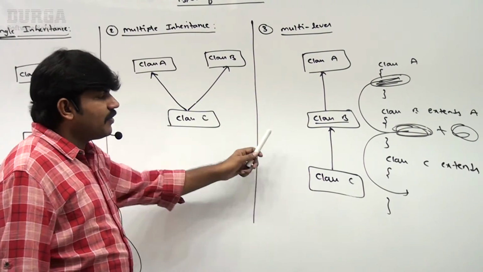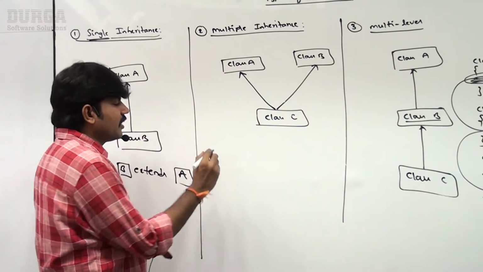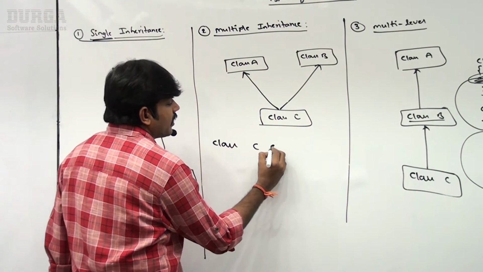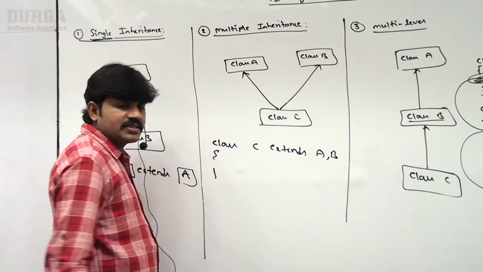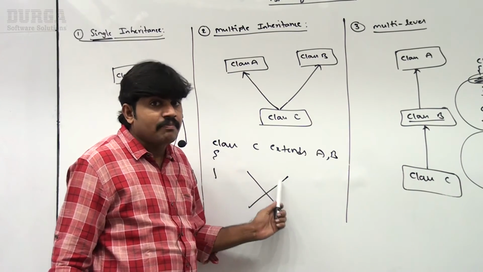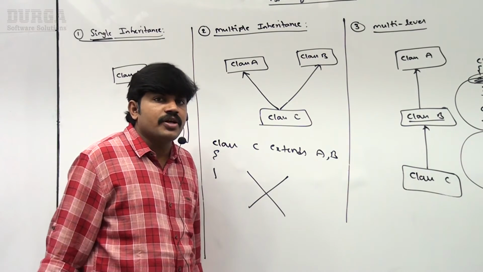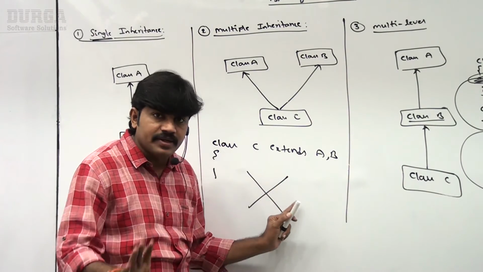Sir, single and multi-level are supported in Java, but multiple inheritance is not supported in Java. By mistake, if I write class C extends A comma B, the compiler will give a compile-time error. Remember, the compiler will give an error. Why this problem? That part we are going to discuss in detail in the next video. Clear? Up to this we covered three types of inheritances: single, multi-level and multiple.